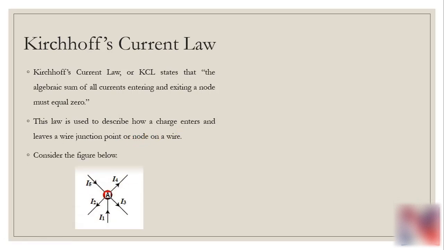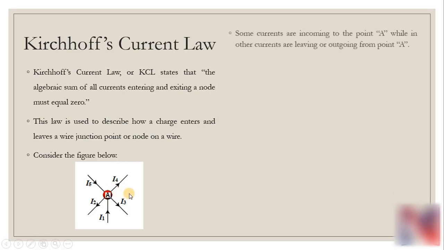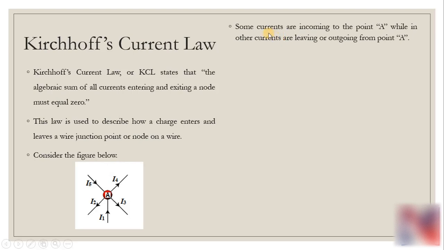Considering the figure below, here we have point A. This red dot is point A. Some currents like I5 and I1 are entering into this point A, while other three currents, that is I2, I3 and I4, are leaving the point A. So, as I mentioned, some currents are incoming to the point A while the other currents are leaving or outgoing from point A.